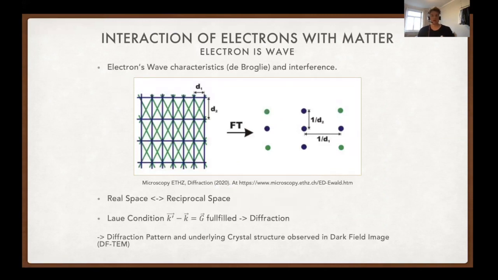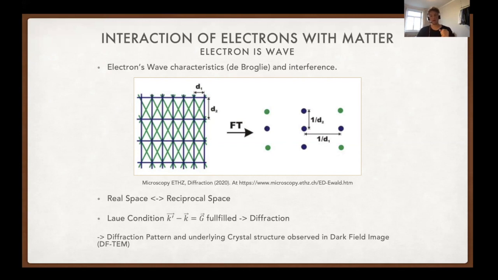Now we use the electron's wave characteristic. If you have a crystalline structure in your material, then you have a symmetry which you can detect. So a symmetry structure or a repetitive structure in real space can be Fourier transformed, as shown in the picture, to the so-called reciprocal space, where the symmetry is represented by discrete points. So a symmetry in real space is described as discrete points in the Fourier space or reciprocal space.